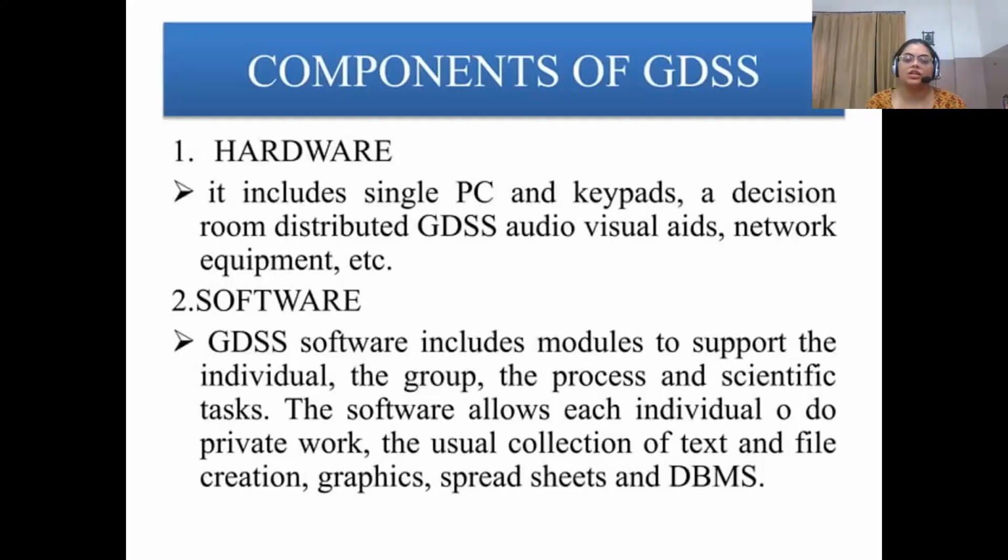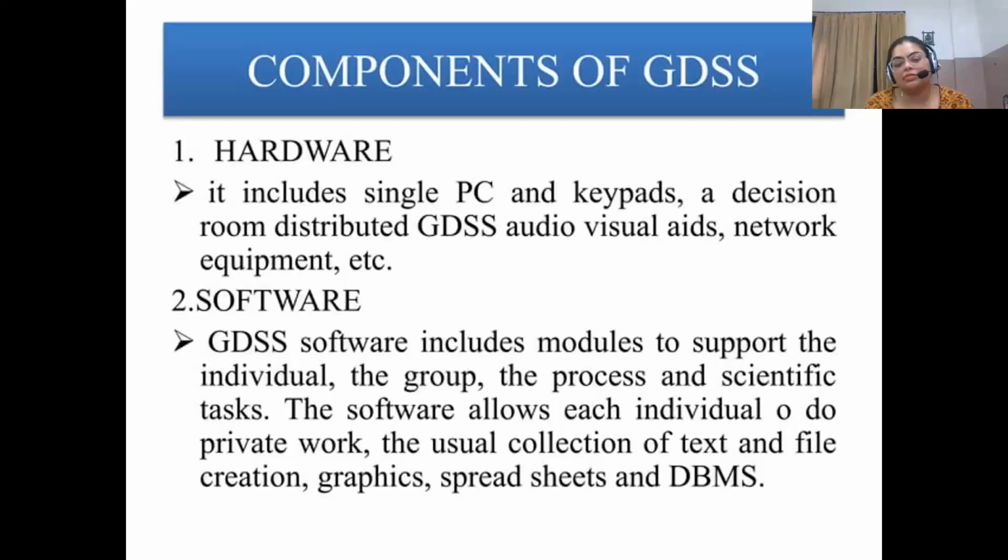क्योंकि कम्युनिकेशन के लिए हमें कुछ ऐसे यूनिट्स की ज़रूरत है जो हमारे ऑडियो विजुअल इंफॉर्मेशन को शो कर सकें, डिस्ट्रीब्यूट कर सकें. सॉफ्टवेयर. Software includes modules to support the individual, the group, the process, and scientific task. The software allows each individual to do private work, the usual collections of text and file creation, graphics, spreadsheets and DBMS. So एक सॉफ्टवेयर की भी ज़रूरत होती है.